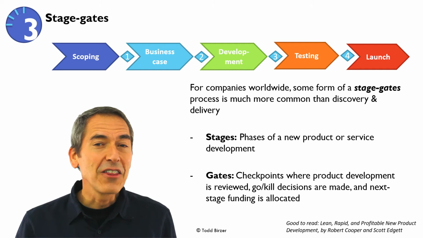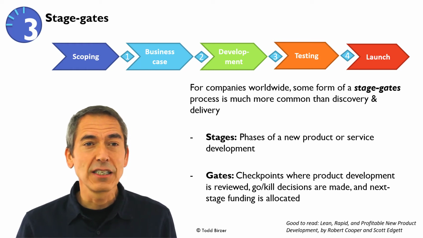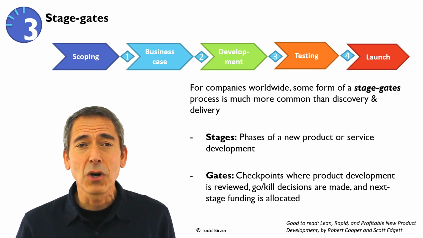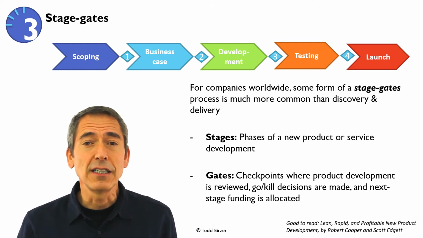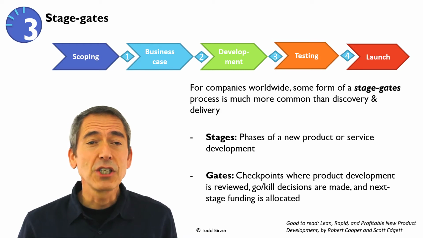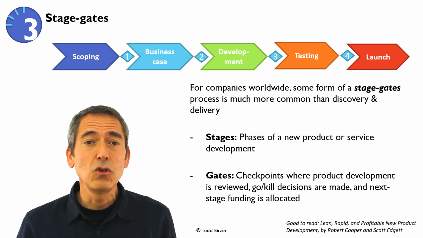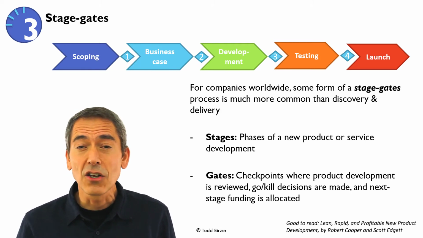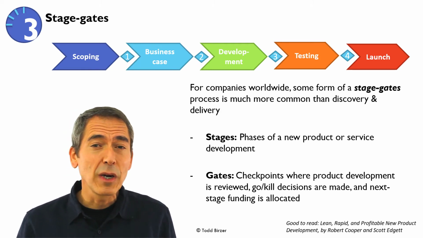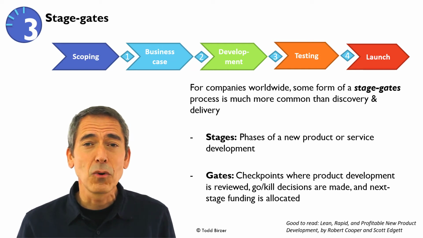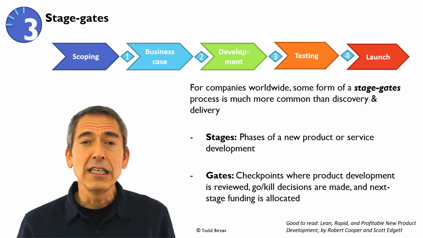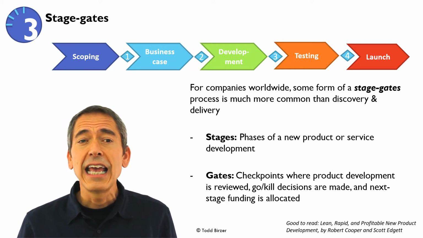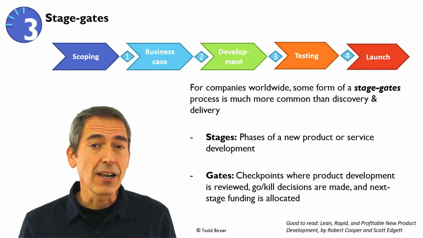All right, let's compare that to a stage gates process. For companies worldwide, some form of stage gates process is much more common than a discovery and delivery approach. And here we're talking about stages. These are phases of a new product or service development, maybe scoping, business case, development, testing, launch. And then they're punctuated by gates. Gates are checkpoints where new product development is reviewed, and you make go, kill decisions about your projects, and next stage funding is allocated.